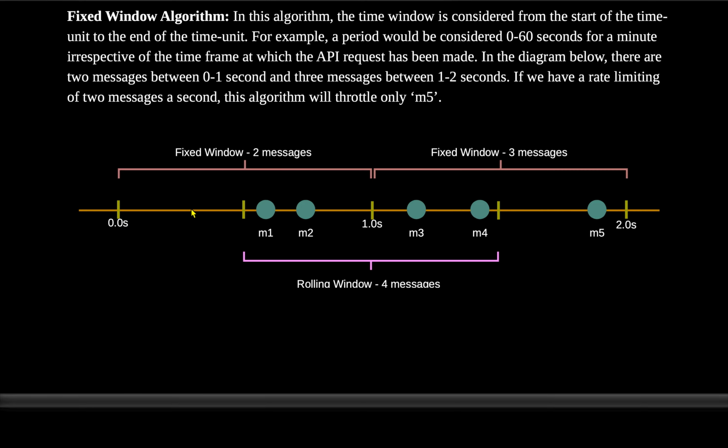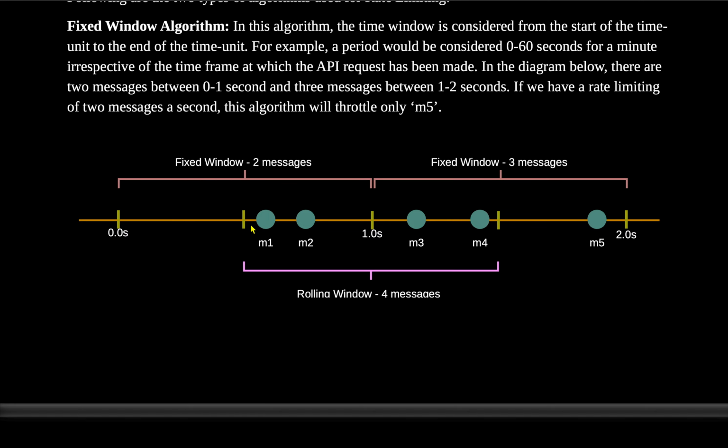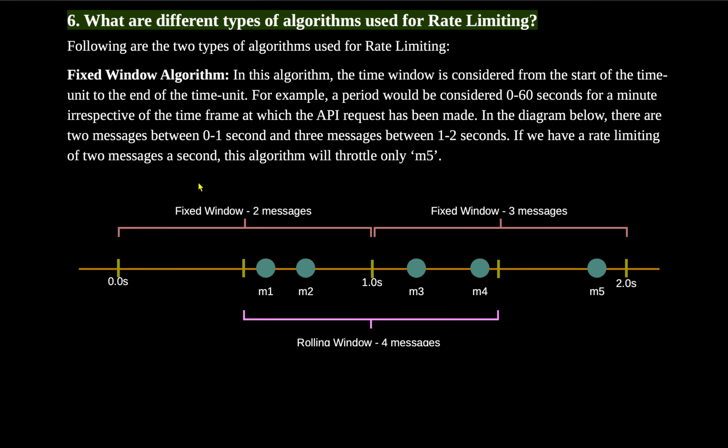I can take a reference of this. Now the problem with the earlier algorithm you can see here is, even though M1 and M2 came, in the next window we have a slot for two more requests. But if I count from this point, I will assume it as 0.5.